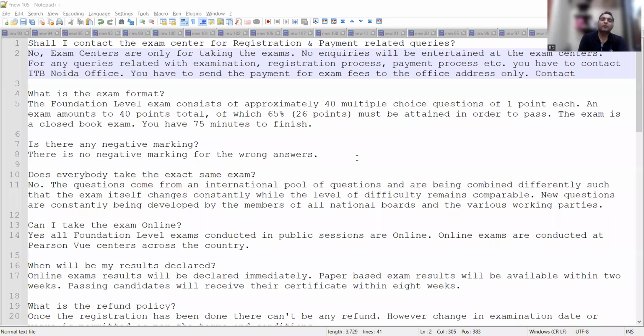Okay. Now, what is the format of the exam? So that we already discussed. It's 40 multiple choice questions of 1 point each, right? And 40 questions will be there. So 65% you have to secure, right? And you have 75 minutes to finish. 75 minutes means 1 hour, 15 minutes.